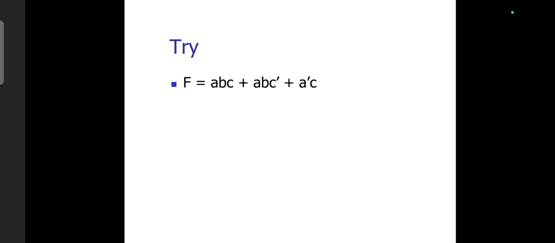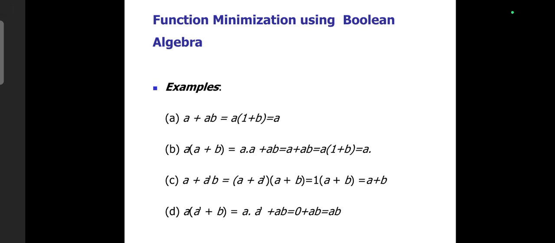Let us consider another example. Expression a into a plus b. Applying the distributive property, aa plus ab. Since aa equals a, the expression becomes a plus ab. Again, after applying simplification, a into 1 plus b, which finally gives a. So this example demonstrates how multiple Boolean identities can be applied sequentially. A complex expression often requires several simplification steps before reaching its minimum form. The more familiar you become with Boolean identities, the faster you can simplify the expressions.